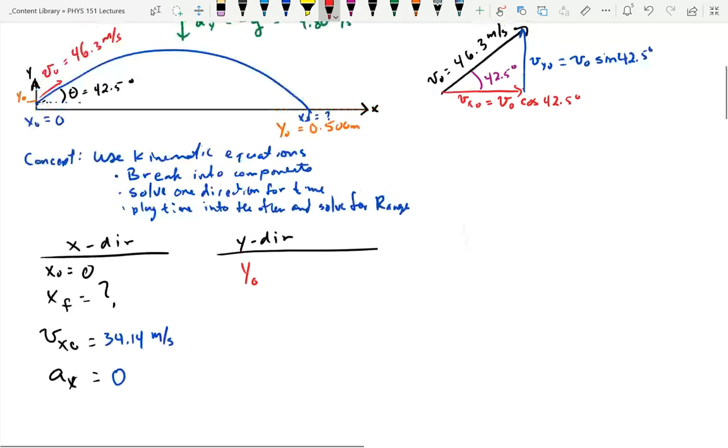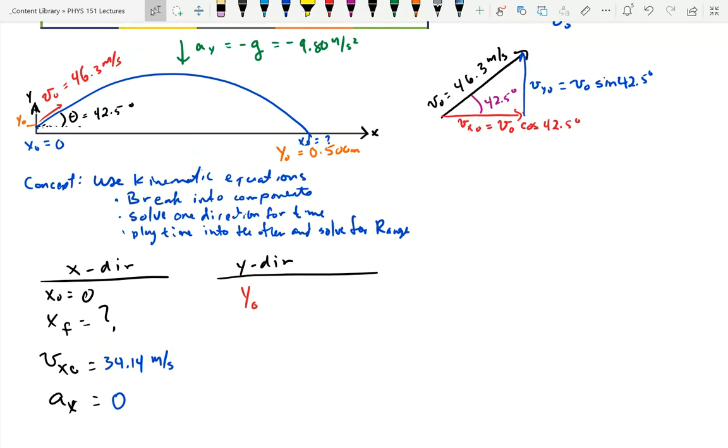What's my y initial? 0.5. What's the y final? 0, right? That wasn't given per se, but the question said how far. It didn't actually say when it hits the ground. I verbalized that. And so when it hits the ground, that's going to be 0 meters because I just chose to set my reference point with ground at 0. You could have set your reference point somewhere else. You have that freedom. But why make life hard?